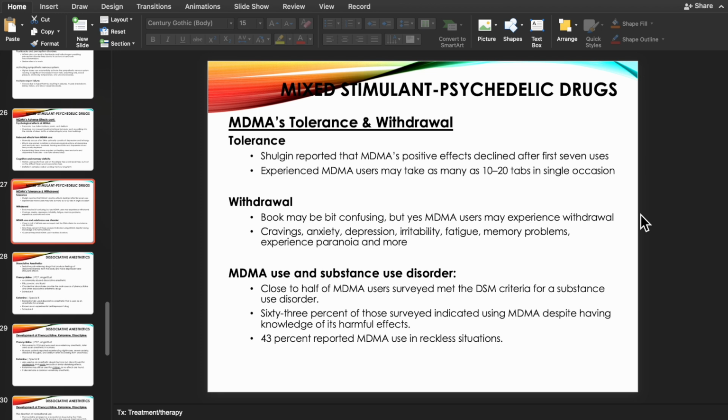The book might be a little bit confusing when it talks about withdrawal, so I'll just sum it up for you. Ultimately, MDMA users do experience withdrawal, such as cravings, anxiety, depression, irritability, fatigue, memory problems, paranoia, and more. It's a little bit different than the traditional withdrawals, but it's still considered withdrawals.